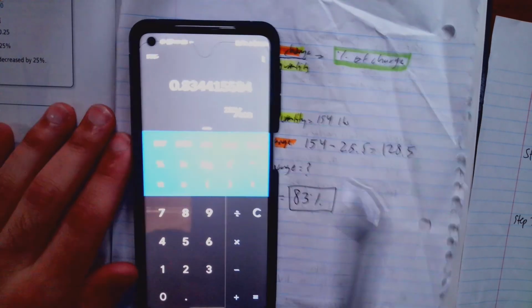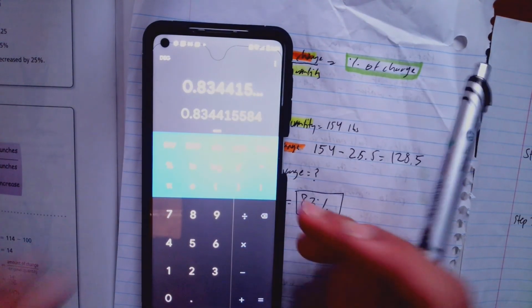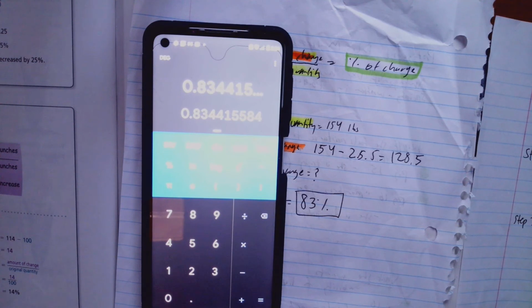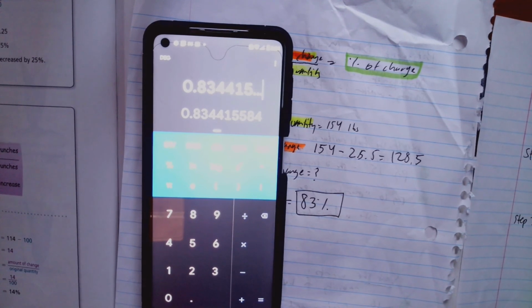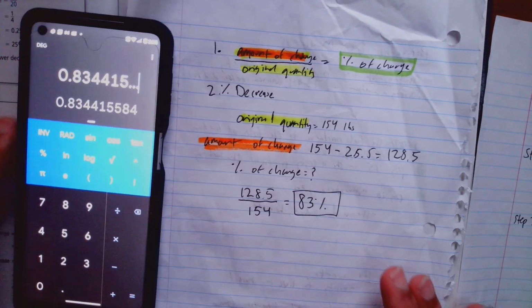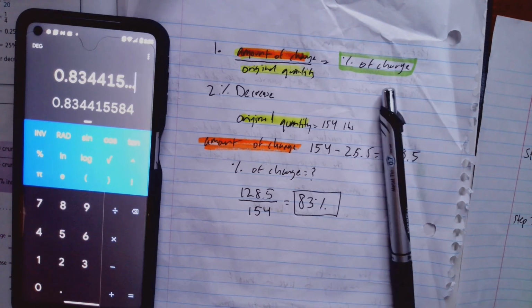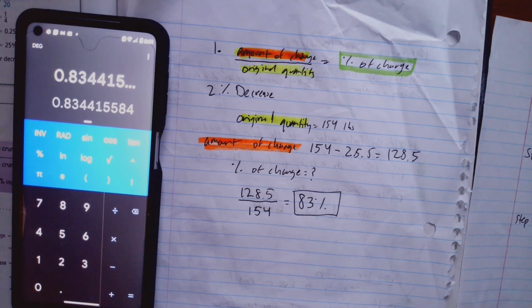Did your teacher specify how many decimal places he wants? Like, does he want 83.44 or just 83? Did he mention anything specific? Okay, so that's what we're going to do, because if the teacher does it, that means that's what it's going to be like on the test. All right, do you have any final questions about this process before we go?